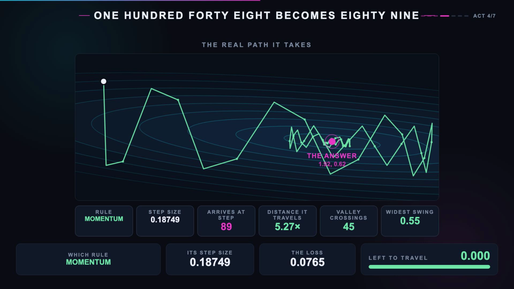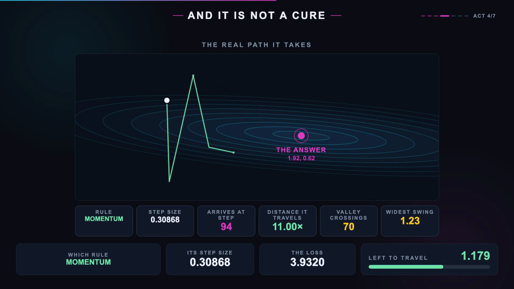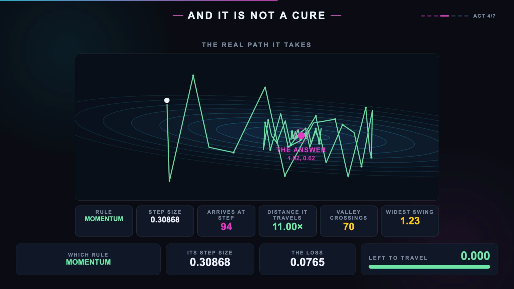This one reverses 45 times and travels 5 times the direct distance instead of 9. Push the velocity harder and tune it for this exact surface, and it gets there in 30. But look where it goes to do it. It swings 1.5 units across the valley against half of 1. That is the trade, and nobody can tune it that way on a real network anyway, because doing so needs the 2 curvatures, and nobody has them.